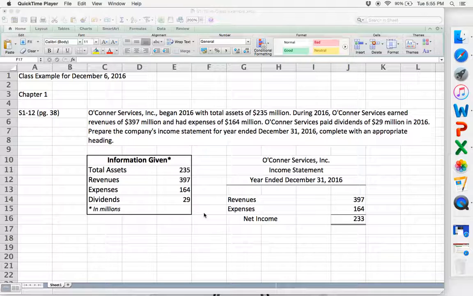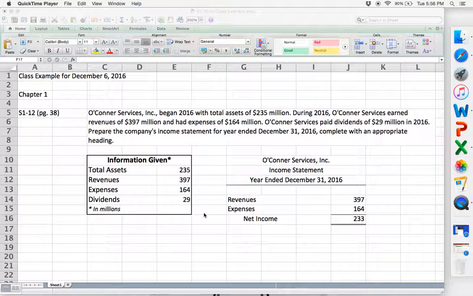So this was S1-12 on page 38 of your textbook. It starts off with O'Connor Services Inc. began in 2016 with total assets of $235 million. During 2016, the company earned revenues of $397 million and had expenses of $164 million. They paid dividends of $29 million in 2016. So our task here is to prepare the company's income statement for the year ending December 31st, 2016, with the complete and appropriate heading.